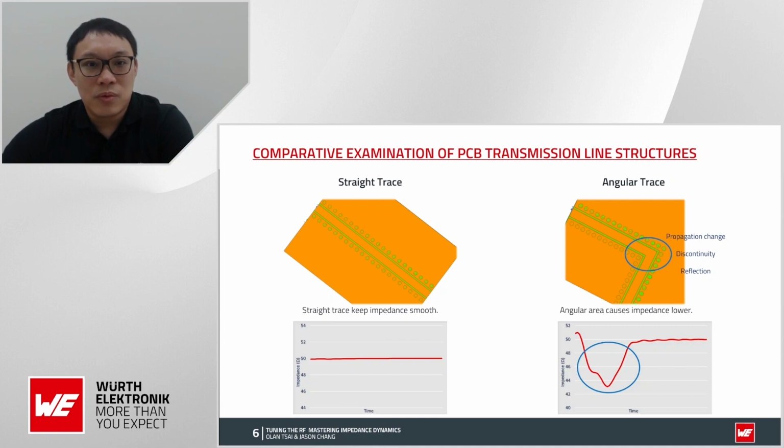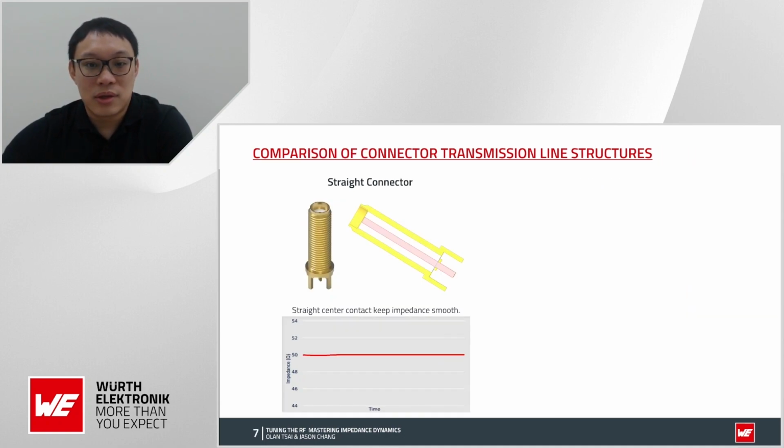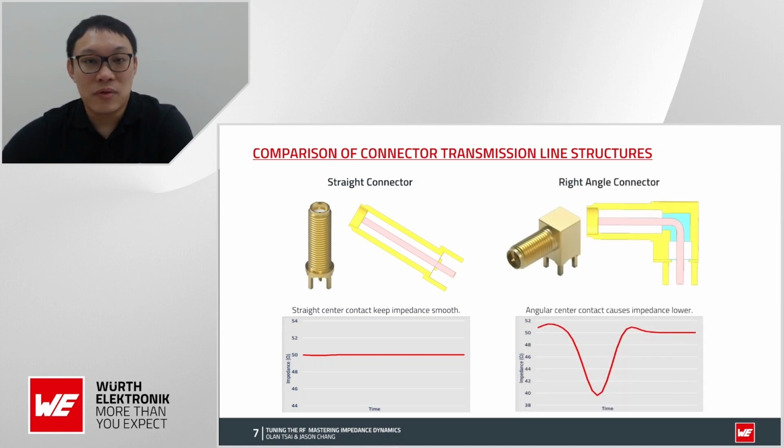Okay, let's look into the connectors. The connector is a similar situation to the PCB trace line. Inside the connector, if it's well straight, it's easier for you to get a smooth impedance when you are designing the connector. But if you simply build a right angle connector without checking in detail, the same issue happens. The turning path gets the impedance lower, then your connector would not have a good impedance matching result at all.